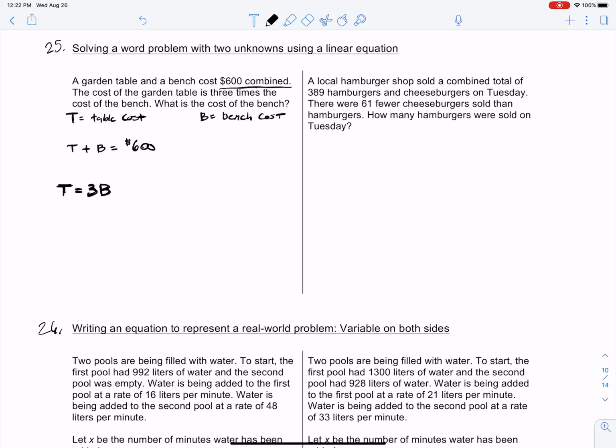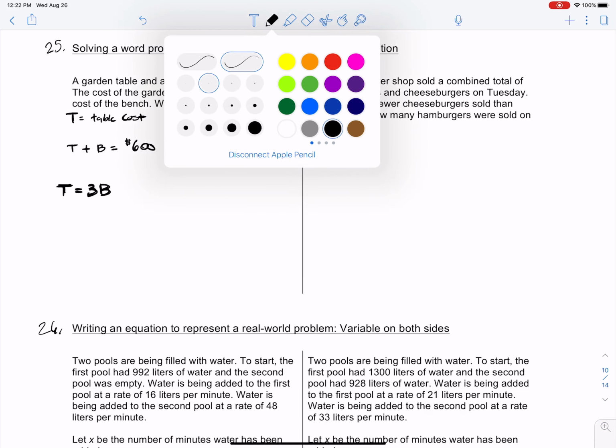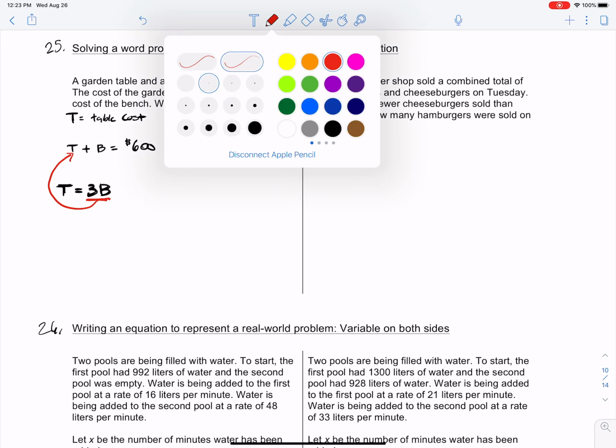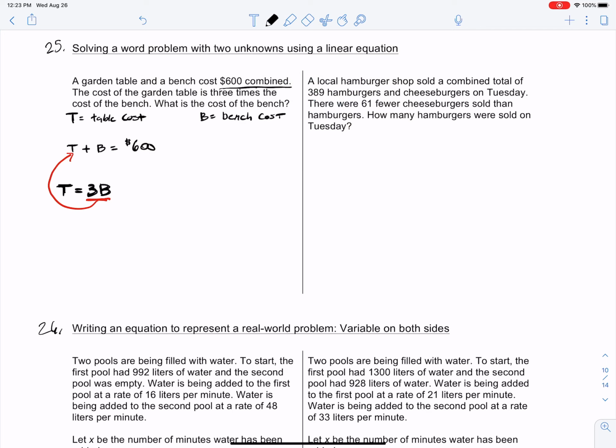So what we need to do, and I'll do this in a different color, is take what T represents, which is this 3B, and plug it in to that T. So what do I, in actuality, get? I get 3B plus B equals 600.